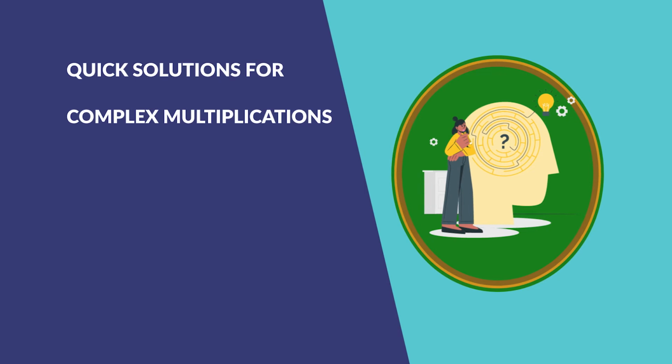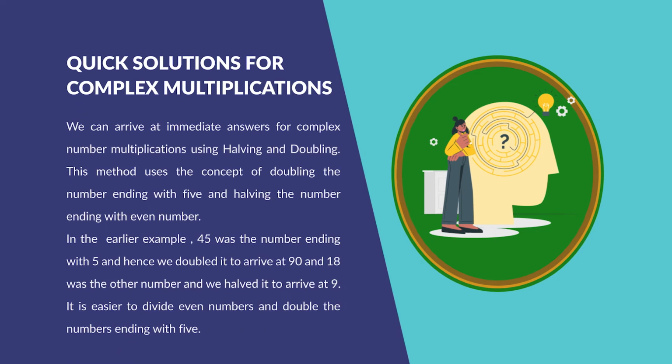Is there any quick solution for complex multiplication? We can arrive at immediate answers for complex number multiplication using halving and doubling. This method uses the concept of doubling the number ending with 5 and halving the number ending with an even number. In the earlier example, 45 was the number ending with 5 and hence we doubled it to arrive at 90, and 18 was the other number and we halved it to arrive at 9. It is easier to halve even numbers and double the number ending with 5. This concept we will use to get solutions for complex multiplication.